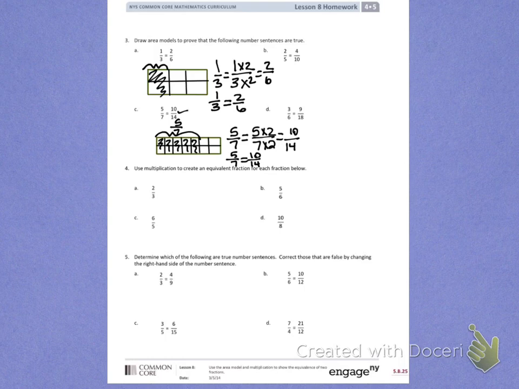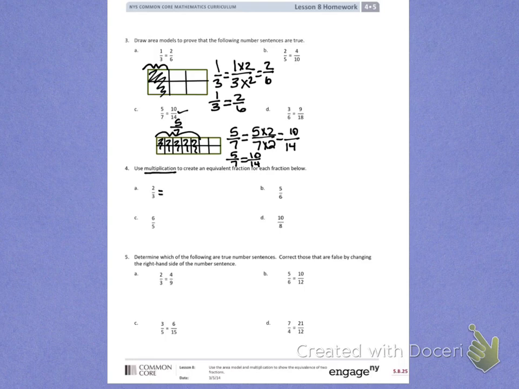Let's look at number 4. Number 4 says use multiplication, so it doesn't want an area model at this point, to create an equivalent fraction for each fraction below. So it doesn't tell us what kind of equivalent fraction we want. We just want to create our own. So I'm going to do a couple problems differently.